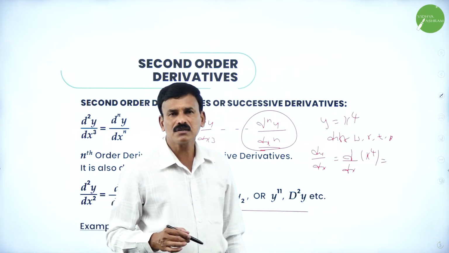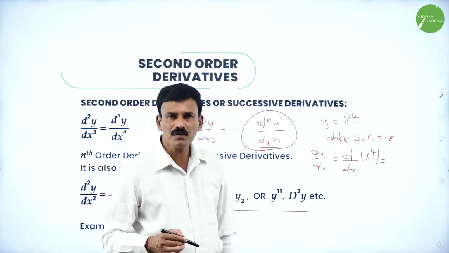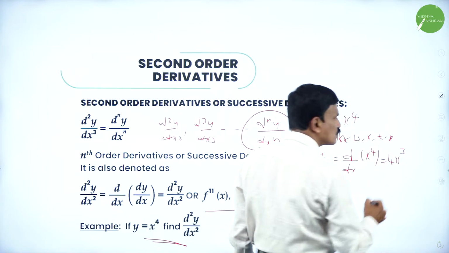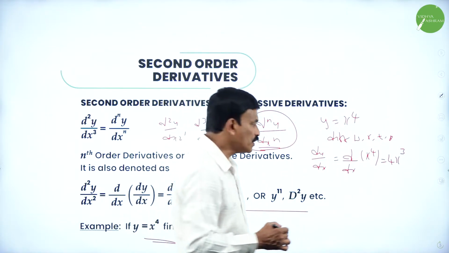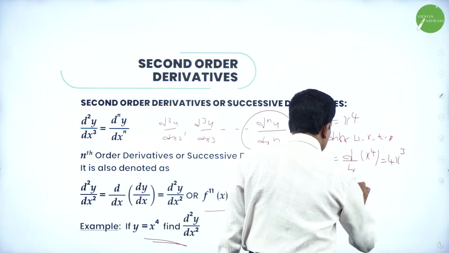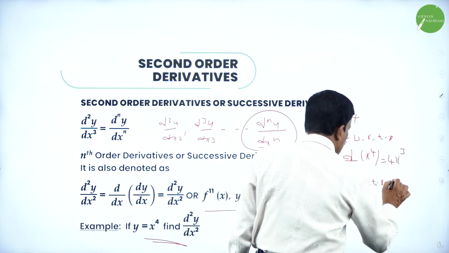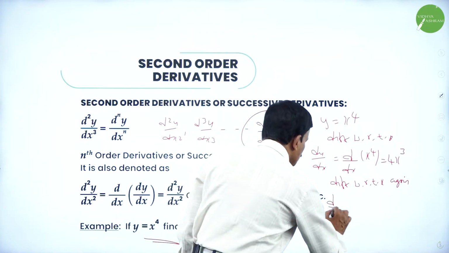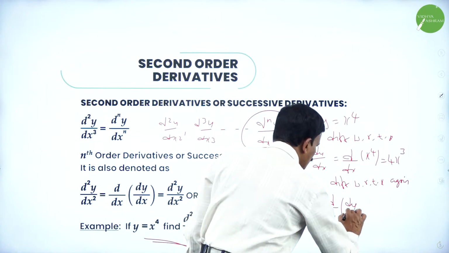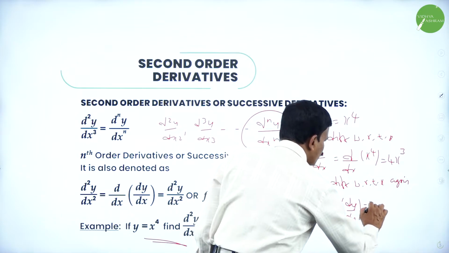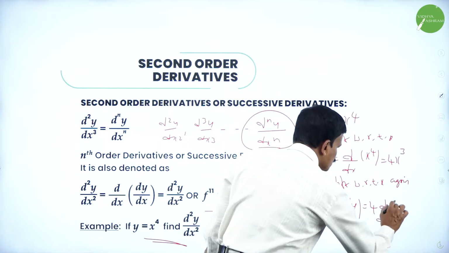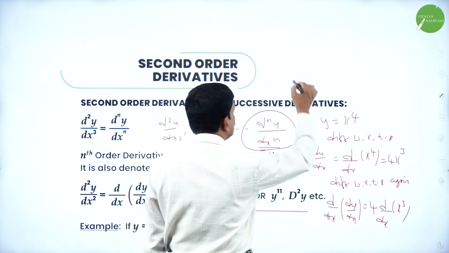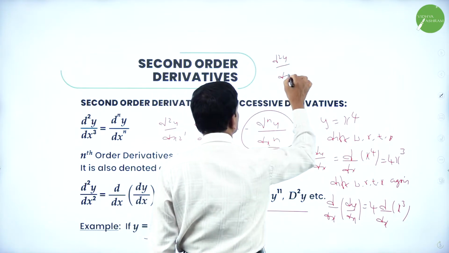You know d by dx of x raised to n is n x to the power of n minus 1. Here n is equal to 4. x to the power of 4 minus 1 is x cube, so we get 4x cube. Now differentiate this again with respect to x. If you differentiate the left hand side, we will get d by dx of dy by dx is equal to, here 4 is a constant, d by dx of x cube. Now the left hand side is called d square y by dx square.